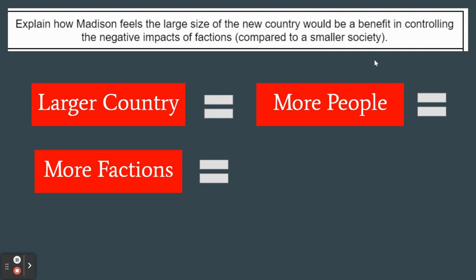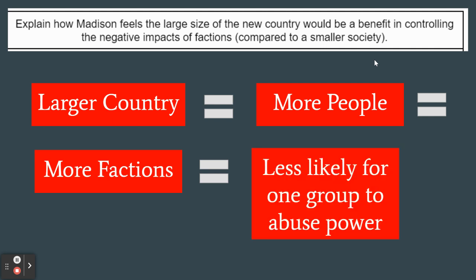So again, the larger the country, the more people, the more factions or groups you're bound to have within that country. And the benefit of having more groups is that those groups split up the power, and it's less likely that one group is going to be able to abuse power. So that's his argument.